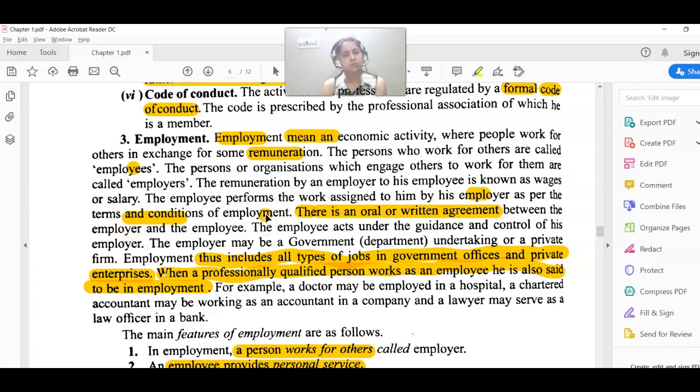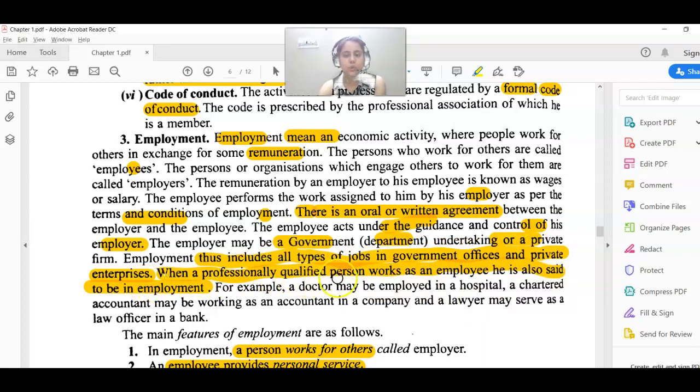So there has to be a relationship between employer and employee. They sign terms and conditions. The employer gives work, the employee does that work, and they are paid. There is an oral or written agreement between the employer and the employee. The employee acts under the guidance and control of his employer. The employer is either a government department or a private firm. Employment includes all types of jobs in government offices and private enterprises.